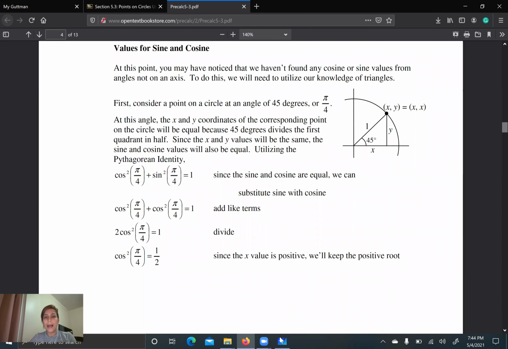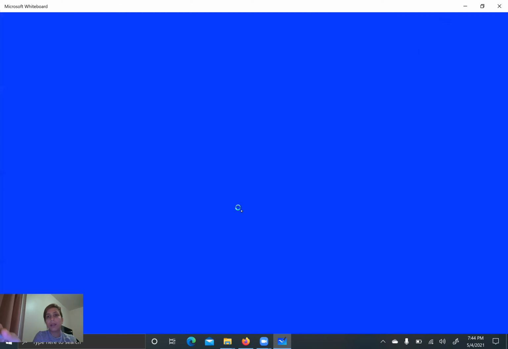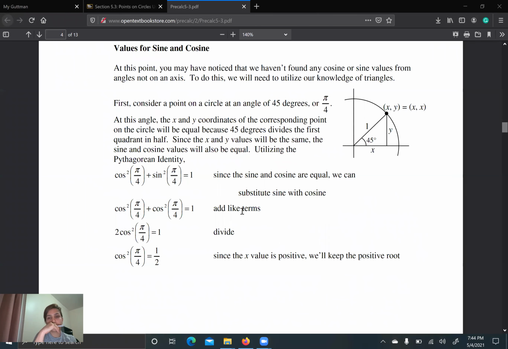So you saw an application of this identity. I didn't know what theta is. I was just given sine. But since we have this identity, we were able to solve it for cosine.